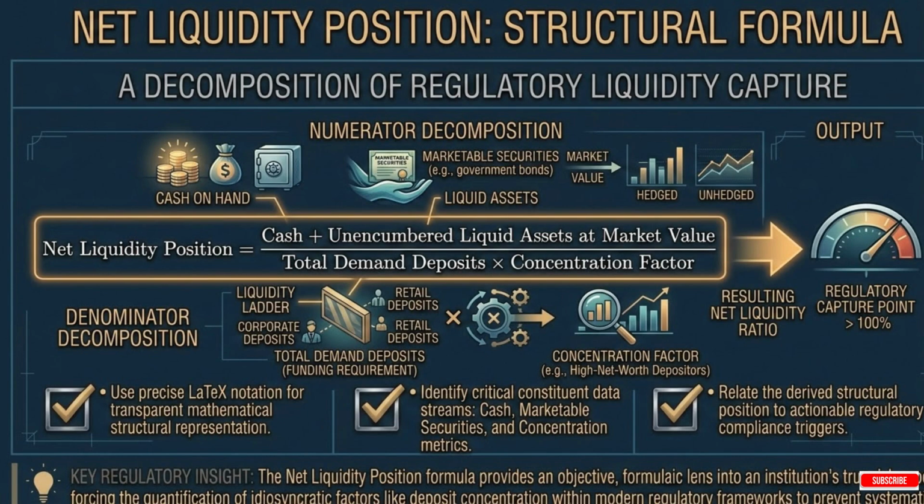A crucial formula for understanding liquidity is the net liquidity position. It calculates the ratio of cash and unencumbered liquid assets to total demand deposits multiplied by a concentration factor.